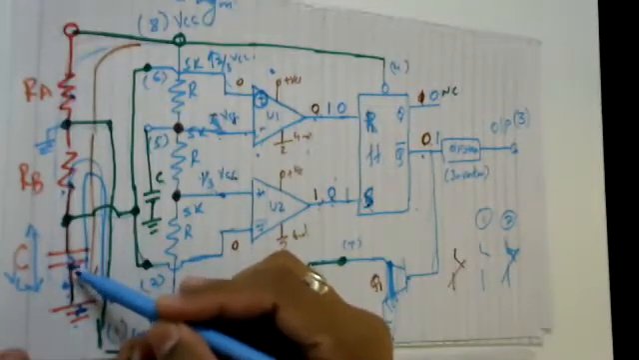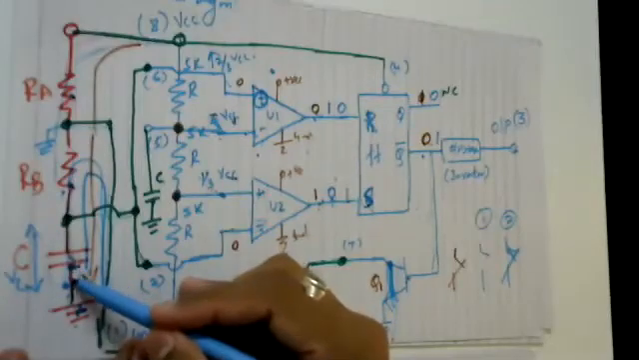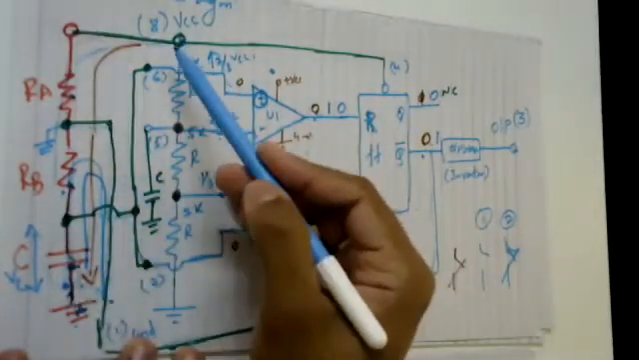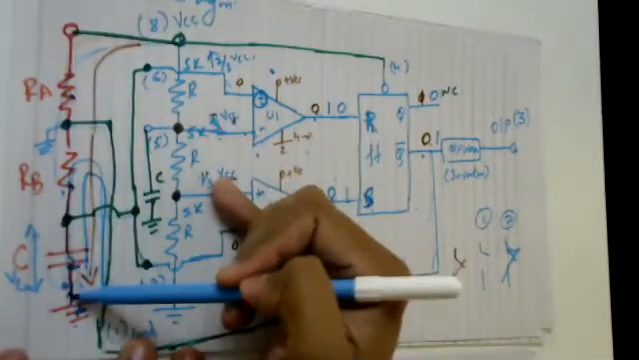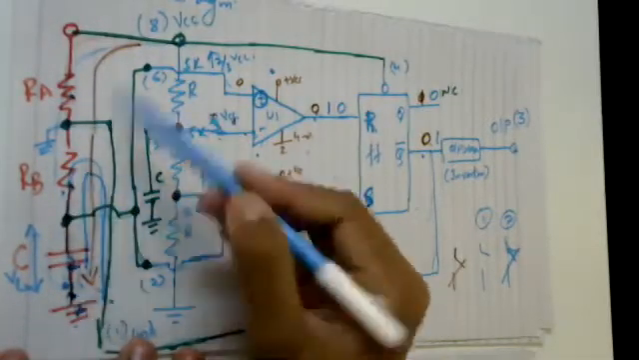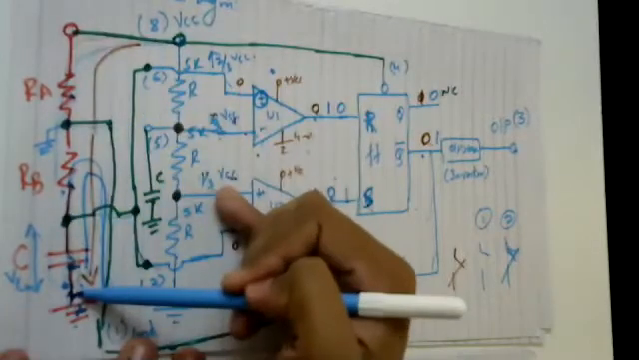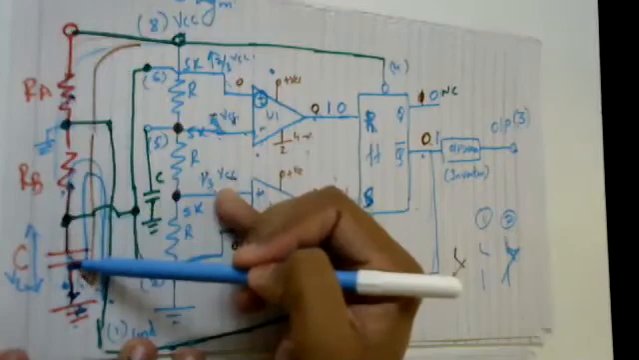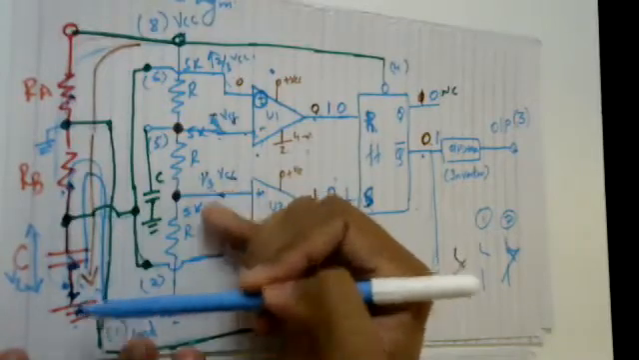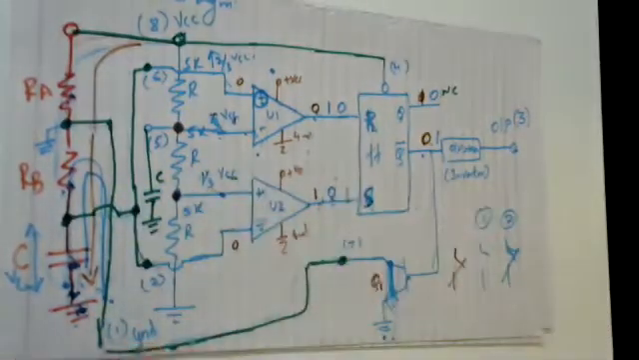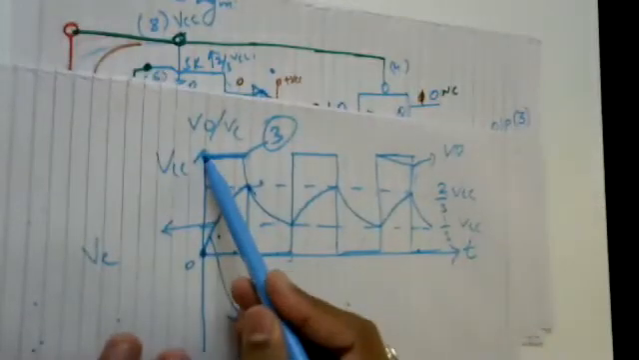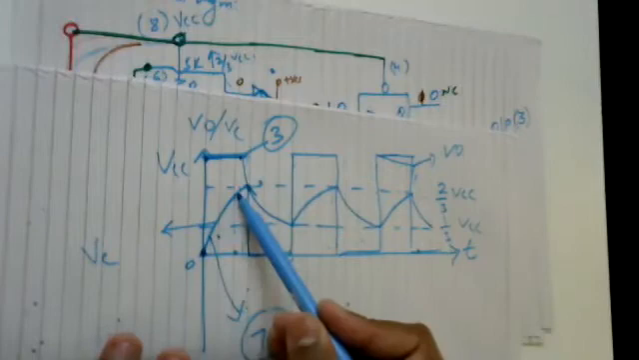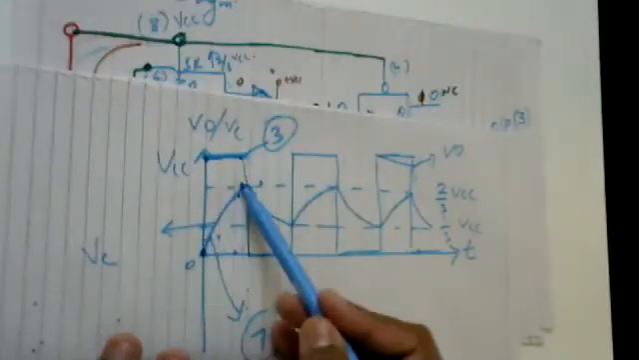How is it going to charge? It is going to charge from VCC to ground. Understanding? It is going to charge from VCC to ground in a path VCC, RA, RB, C to ground. Okay, then while charging, you can see here, now output is on and capacitor is charging.